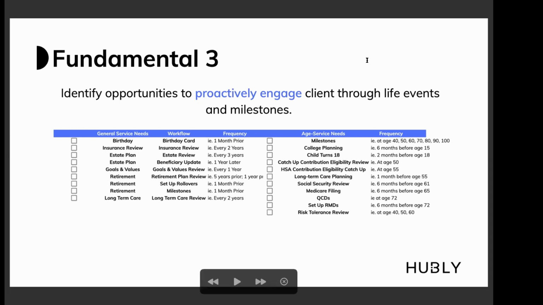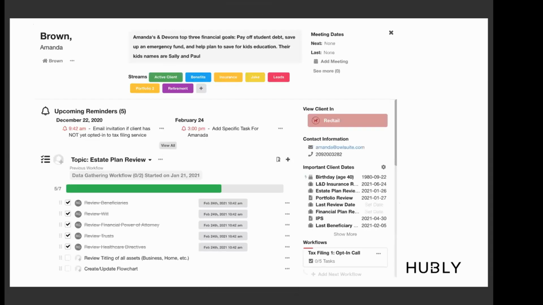And so what we see our advisors do really well actually in our software is, once again, this is the client view in Hubly, or what we refer to as a client card. And so in the client card, advisors track these 2 important things really well. They're tracking those client service needs by what we call a service stream in Hubly, where they visualize what are those different service needs that their client has. And on top of that, they're tracking all those important client dates. What are all those opportunities that I'm going to be proactive in my relationship with my client?